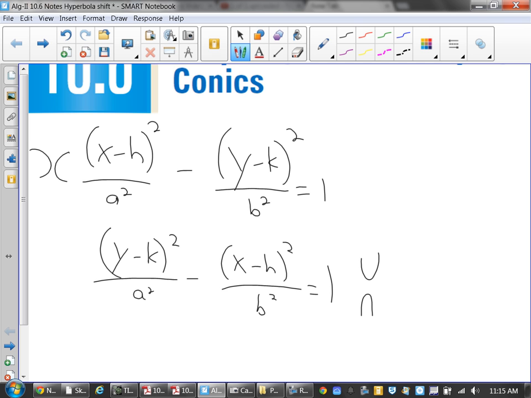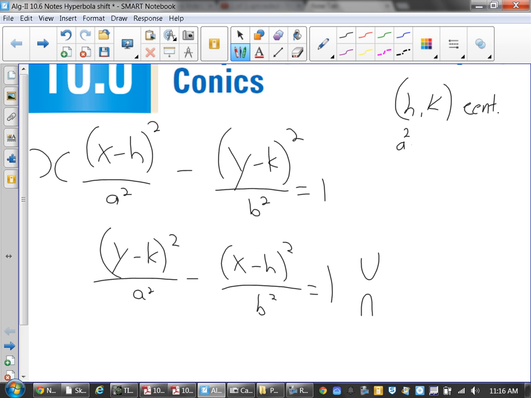This is 10.1. This is 10.6 again. All we do is just shift the hyperbolas this time around. So the only thing that's changing is whether x squared comes first or y squared comes first. H and k still means the same thing. It's still your center. H and k is your center, just like it has been all along.